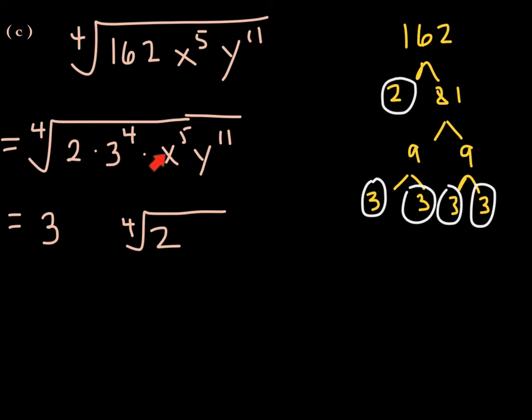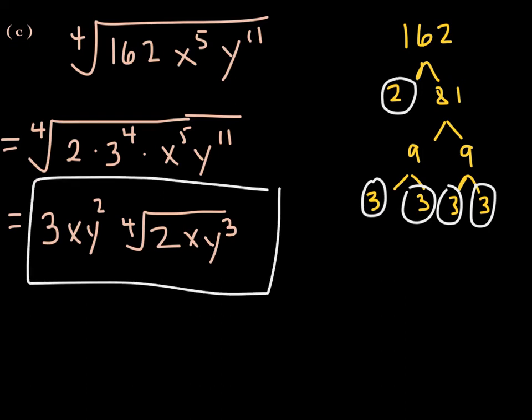4 divides into 5 one time, so you have an x on the outside, and 4 divides into 11 twice, so that represents y squared. When you divide 4 into 5, your remainder is only 1, so just 1x, x to the first power. And when you divide 4 into 11 twice, your remainder is 3. So you're going to have y to the power of 3 on the inside of the radical. So this is your final answer for this problem.